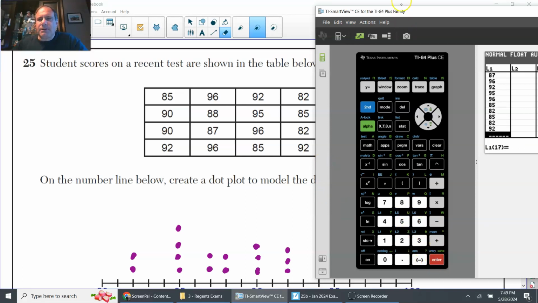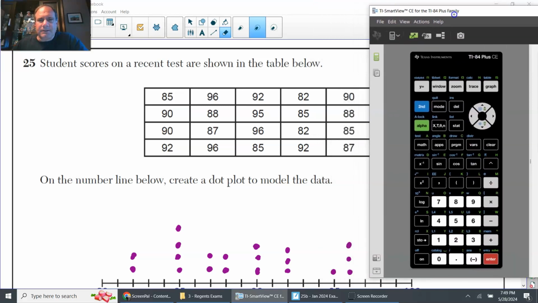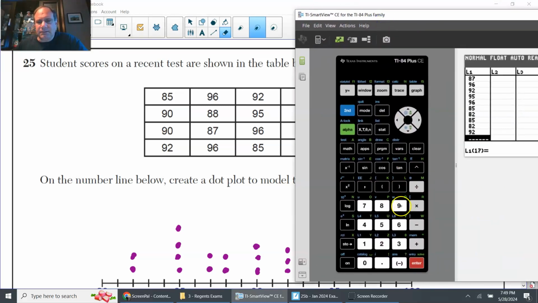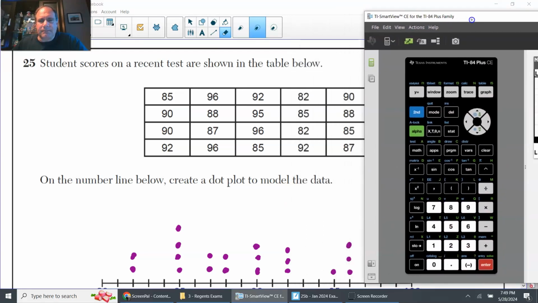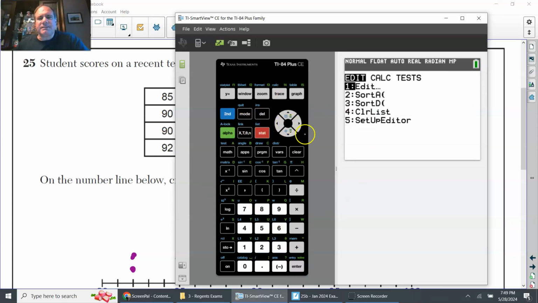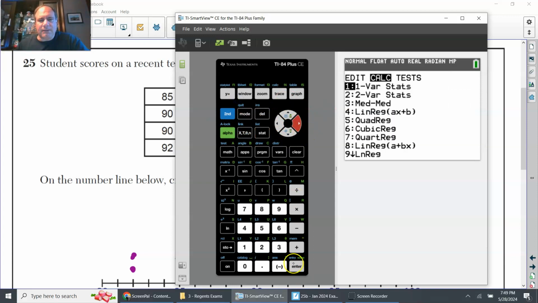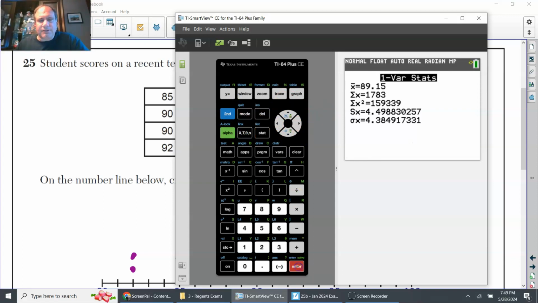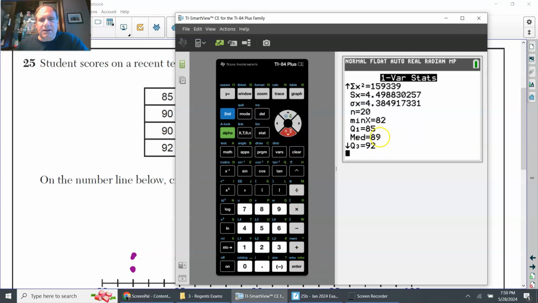But one wrong number, 90, 88, and all of your data is going to be messed up. 85 and 87. And you could see that the calculator is waiting for the 21st number. That means there are 20 numbers in there. Now you press stat and you go to calc and one var stats, press enter three times. And here is your median, 89.